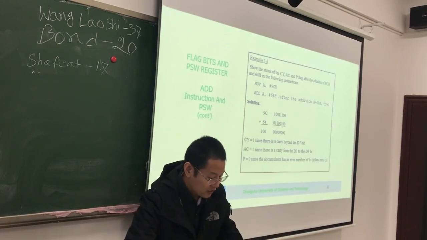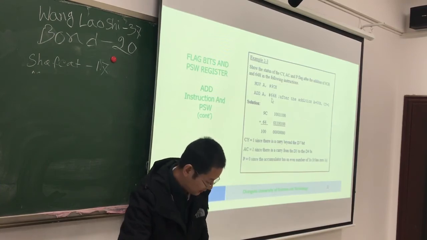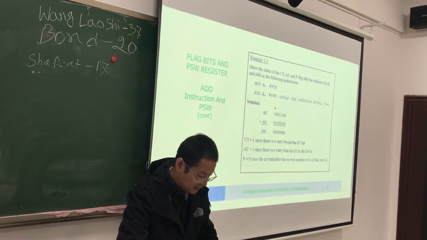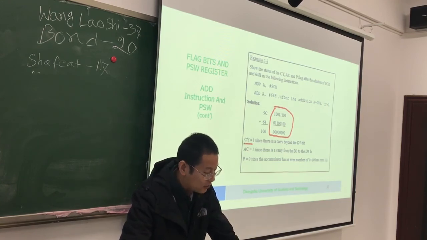Another example. Show the status of CY, AC, and P flag after addition of CH and 4H in the following instruction. Add CH and 4H. You can do it like this. CY equals 1, since there's a carry beyond the D7 bit.